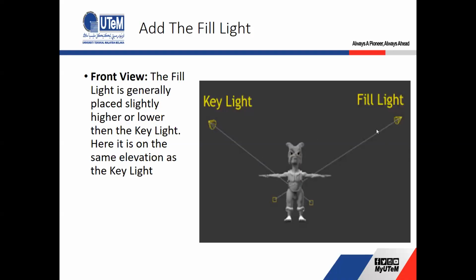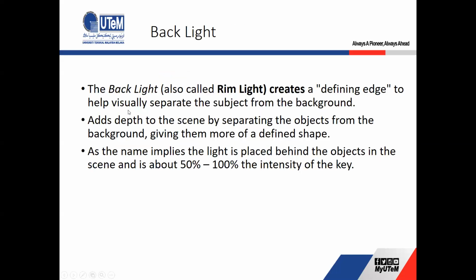Okay, we continue. Now we go to the next slide. Okay, backlight. The backlight, also called rim light, creates a defined edge to help separate the subject from the background. It adds depth to the scene by separating the object from the background, giving it more defined shape. As the name implies, the light is placed behind the object in the scene and is about 50 to 100% the intensity of the key.